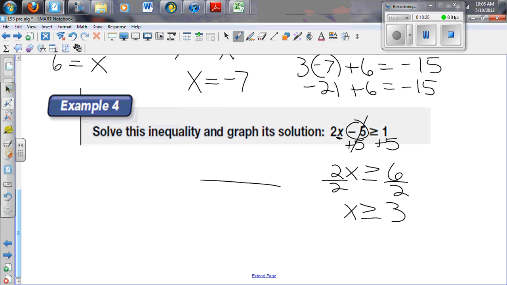And then I can graph that. 0, 1, 2, and 3. And greater than or equal to 3 means we're going to fill in this circle because it's equal to, or it's greater than. And greater than goes to the right. Again, filled in if it has this equal sign on it, and if it doesn't, then it's an empty circle or open circle.